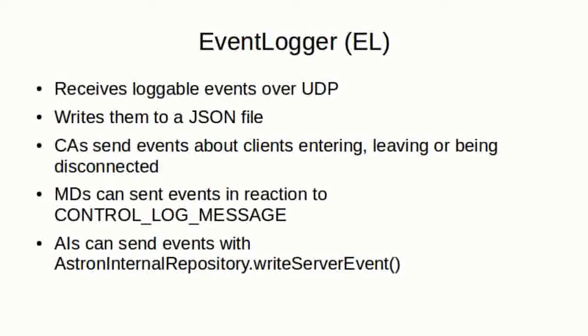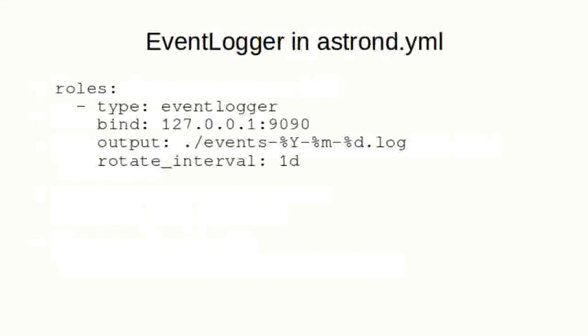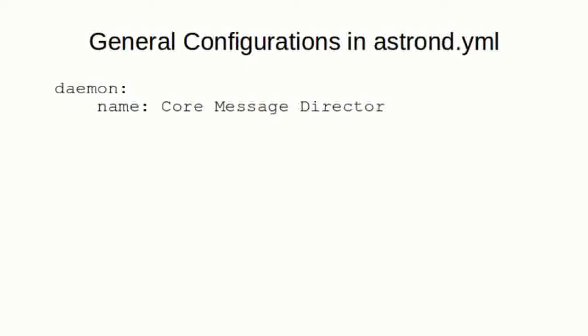In general, however, any process can send a correctly formatted message to the EventLogger, so you might want to consider IP-based access controls. Configuration is very straightforward. You specify an interface and port to listen to, a file to write to, and an interval in which to open new log files. Now that we are through with roles, there are three more things to put in your astrond.yml.